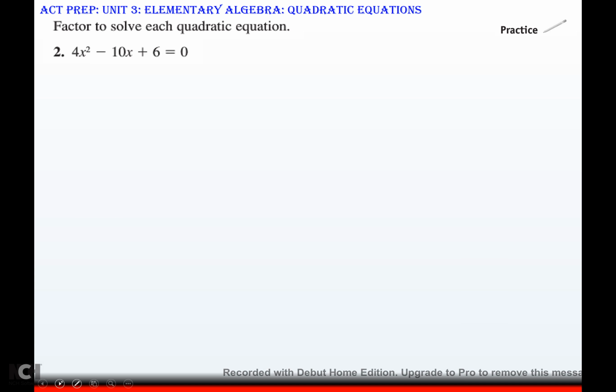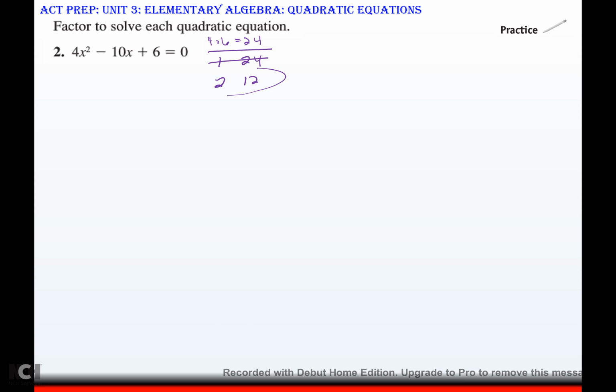Alright, so if I do this one, I've got 4 times 6, which is going to be 8 times C. So 4 times 6 is 24. All the factors of 24, 1 and 24, will not make 10. 2 and 12, that will make 10. And normally I stop right there and I go for it.